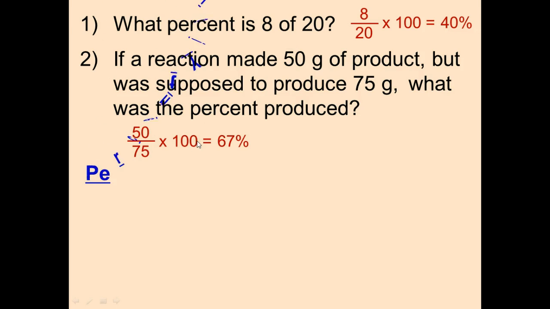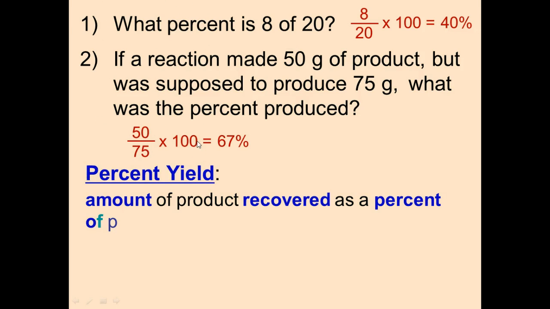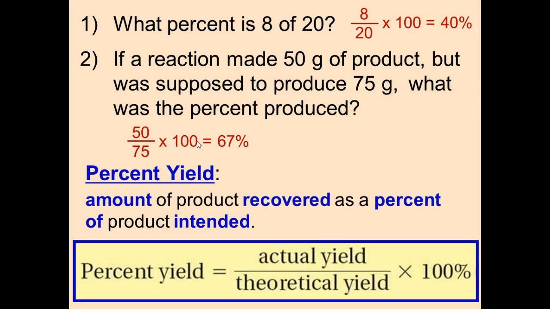And now we're going to bring it back to chemistry. Percent yield is the amount of product recovered as a percent of the product intended. Pretty much, percent yield is how much we get out of how much we expected. So if we calculated 10 grams and we only got 9, what percent is 9 out of 10? The formula for percent yield is right here: actual yield divided by theoretical yield times 100.